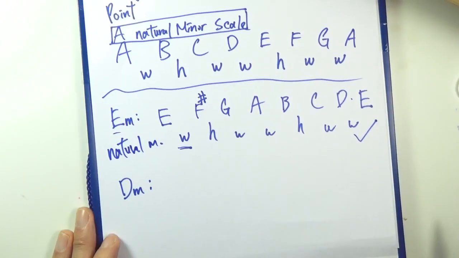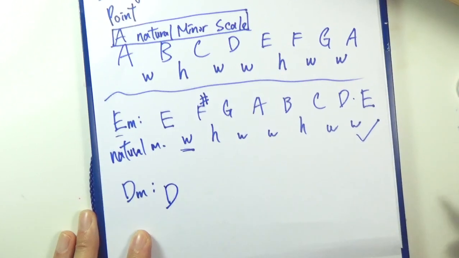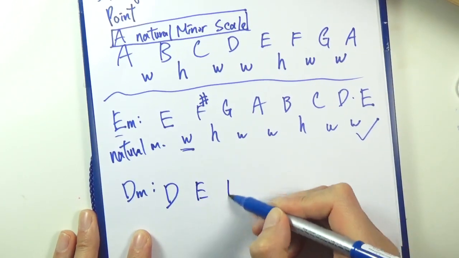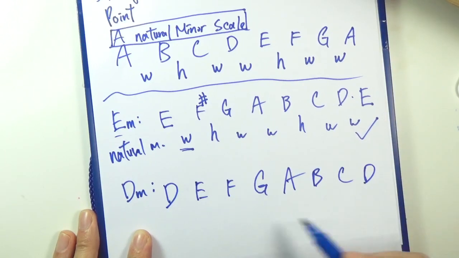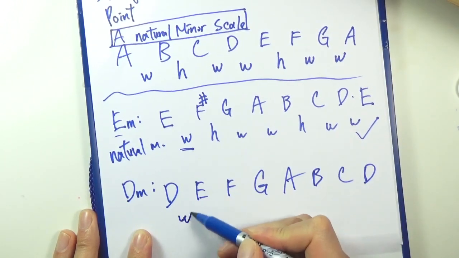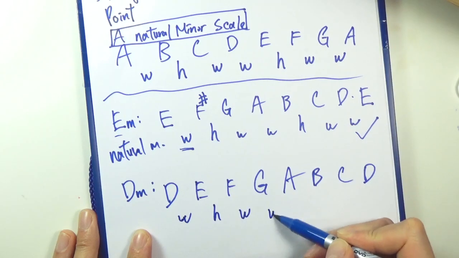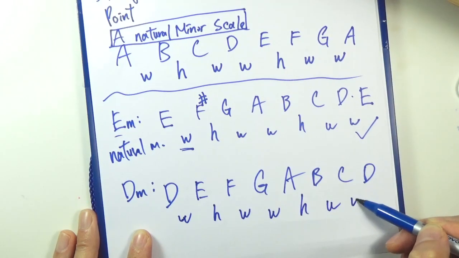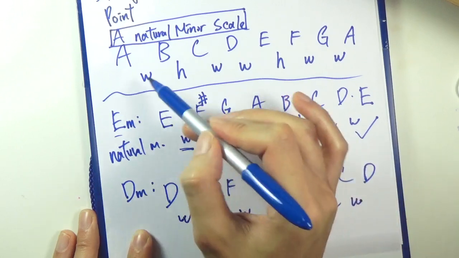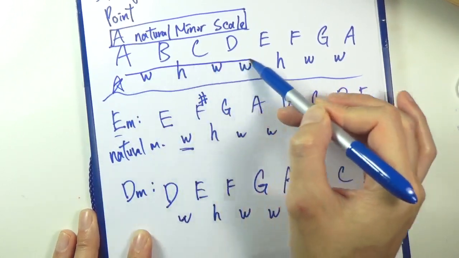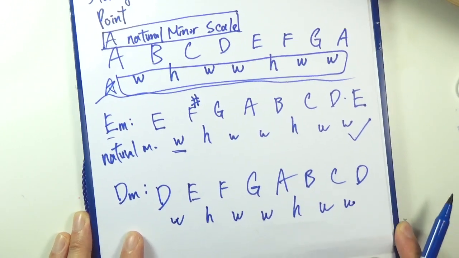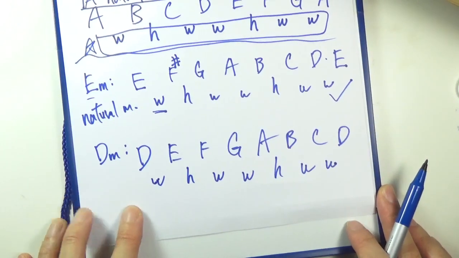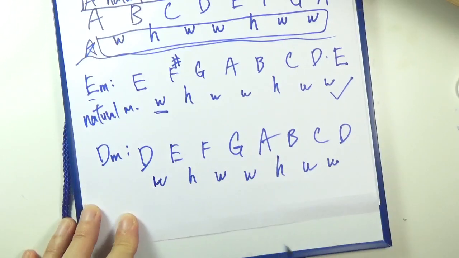All right. So D minor. Let's start with D. So D, E, F, G, A, B, C, D. So whole, half, whole, half, whole. Remember, you have to memorize this pattern here. Okay? So keep in mind that you have to really work on it.